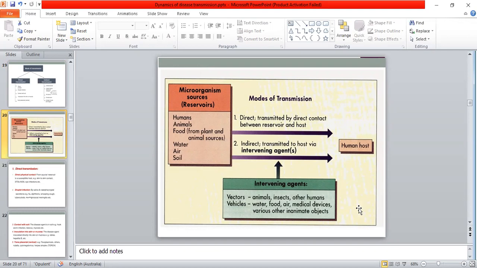Microorganisms are sources. Reservoirs like humans, animals, food, water, air, and soil harbor different modes of transmission, which may be direct or indirect and include intervening agents, vectors, animals, insects, and humans, vehicles, water, sea, air, medical devices, various other inanimate objects to reach the human host.